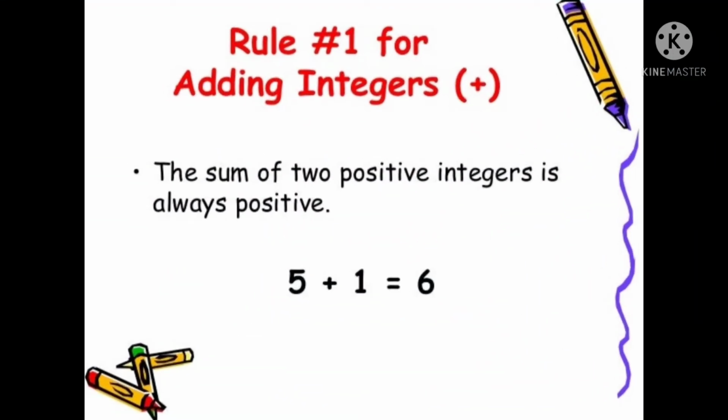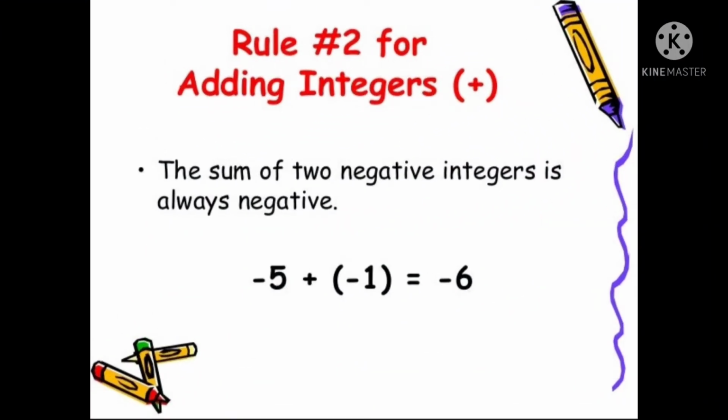Rule number 1 for adding integers. The sum of two positive integers is always positive. For example, 5 plus 1 is equal to 6. Since both addends are positive, the sum of the two given addends is positive.